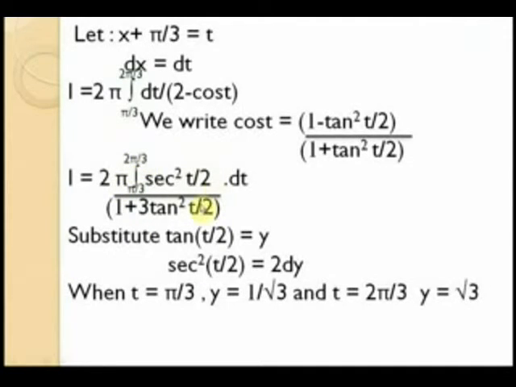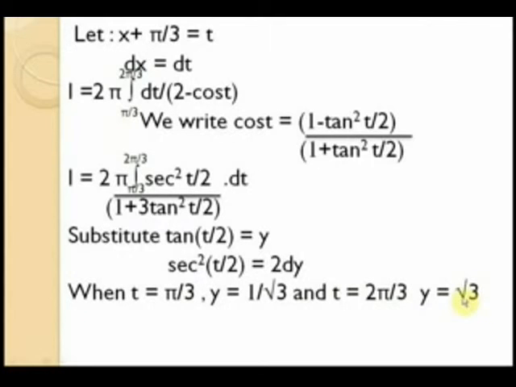Now again we make a substitution, that is tan of t by 2 equal to y. So sec square t by 2 into dt would be equal to 2 times dy, and so when t is equal to pi by 3 we get y equal to 1 by root 3, and when t is equal to 2 pi by 3 we get y equal to root 3.